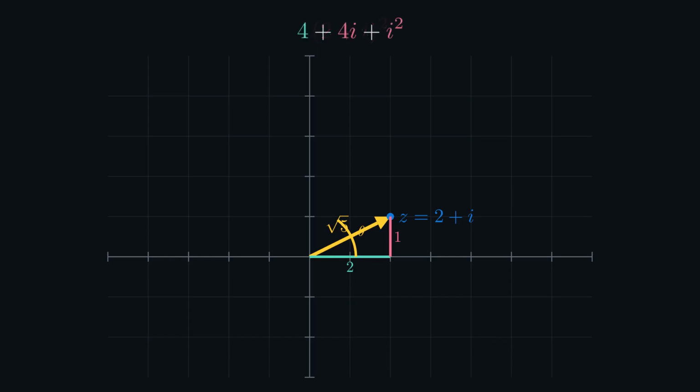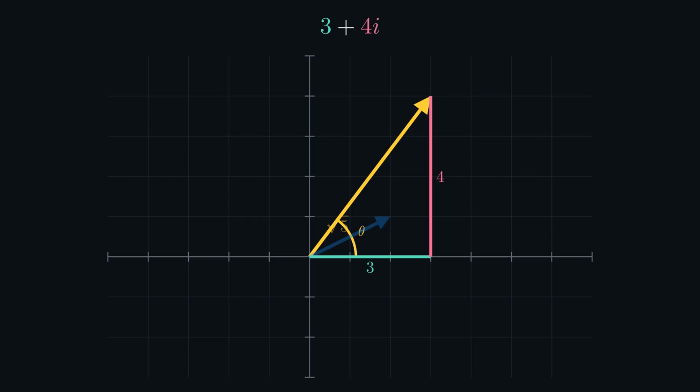Now square the whole thing. 2 plus i times 2 plus i gives 4 plus 4i plus i squared. Since i squared is negative 1, the result is 3 plus 4i. There are our legs, 3 horizontally, 4 vertically.